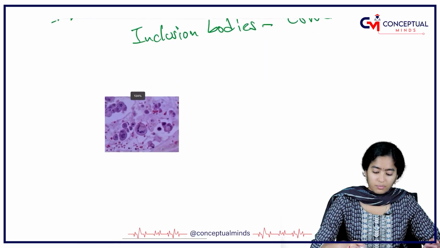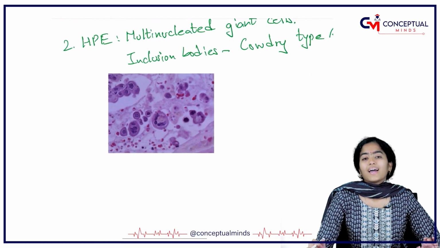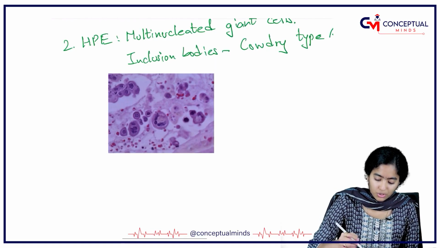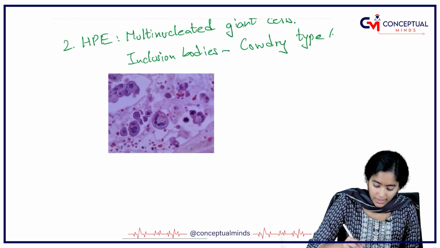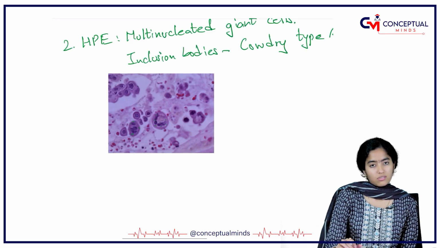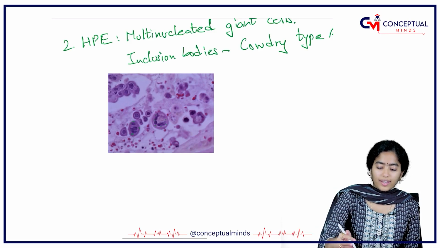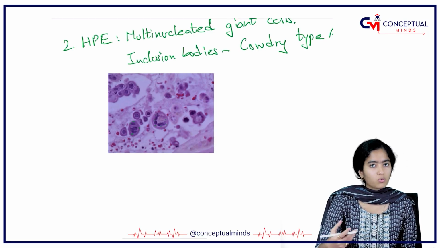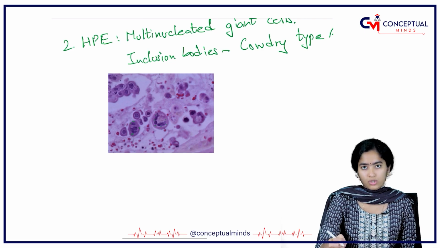And this is an image of the histopathological examination, where clearly these multinucleated giant cells can be seen. This is an image showing herpes zoster and basically the multinucleated giant cells. Viruses cannot be seen under histopathological examination.